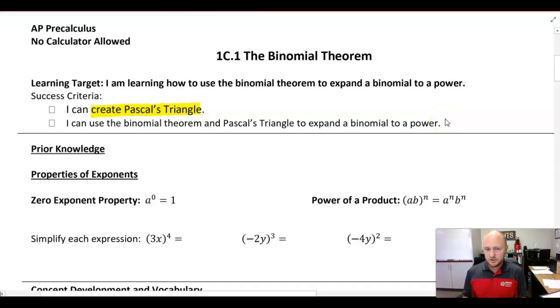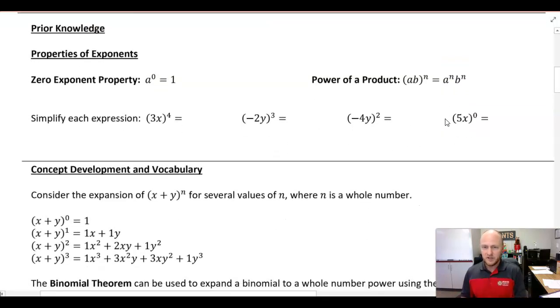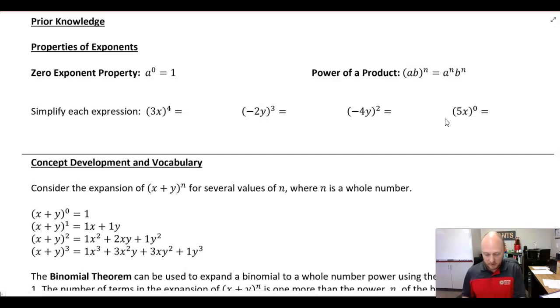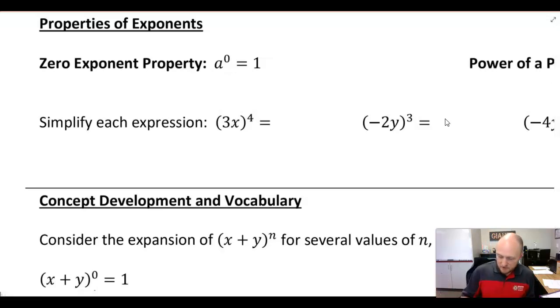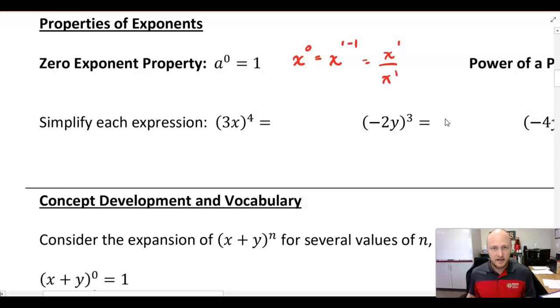So before we go ahead and jump into the lesson on the binomial theorem, I want to brush you up on some of your exponent properties. The first one that you should be familiar with is the zero property, power of zero. Anything to the power of zero is 1. And again, the reasoning for this, if I take x to the power of 0, don't you agree 0 is the same thing as 1 minus 1? And now if I use a negative exponent property, isn't this x to the first over x to the first? And it could be anything. It could be like 2 minus 2. But the idea here is that x divided by x is 1.